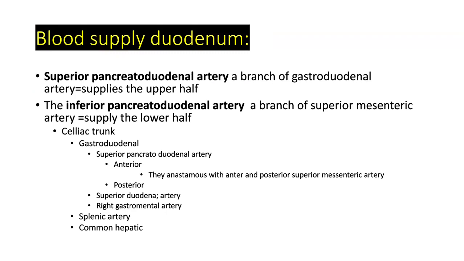Blood supply of the duodenum: the superior pancreaticoduodenal artery and the inferior pancreaticoduodenal artery. The superior pancreaticoduodenal artery, which is a branch of the gastroduodenal artery, supplies the upper half of the duodenum, and the inferior pancreaticoduodenal artery, a branch of the superior mesenteric artery, supplies the lower half. Okay, so now we will discuss it from the celiac trunk.